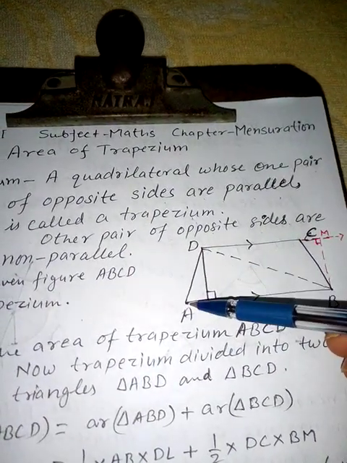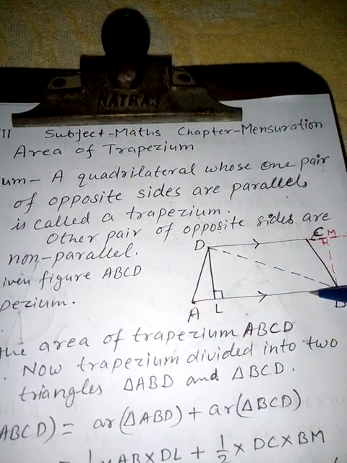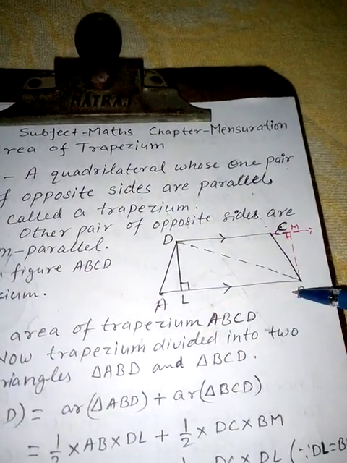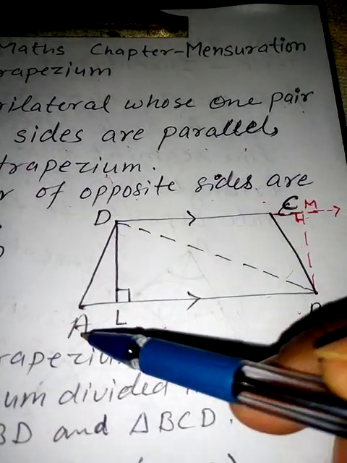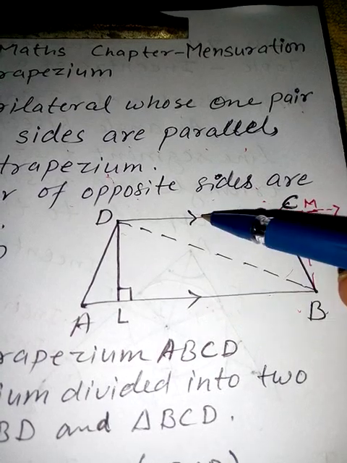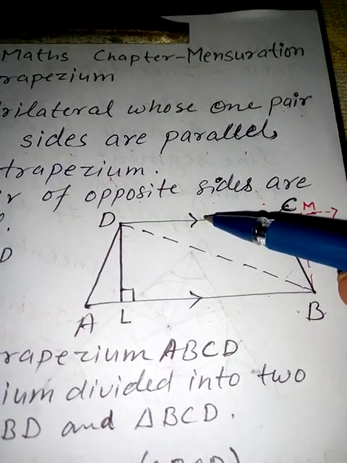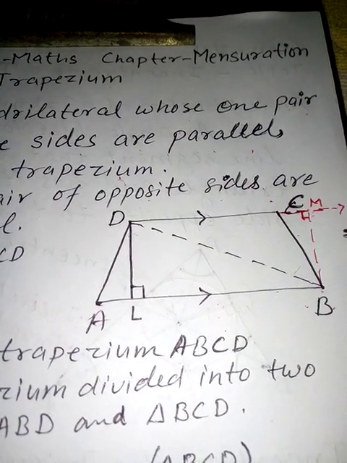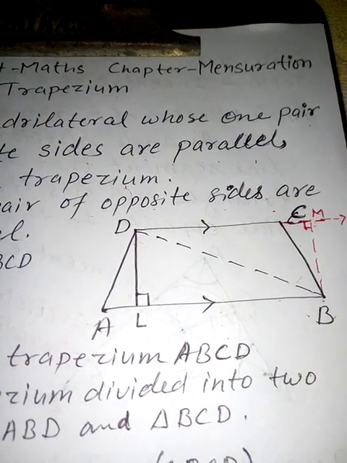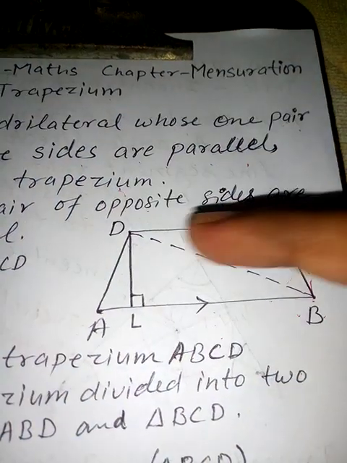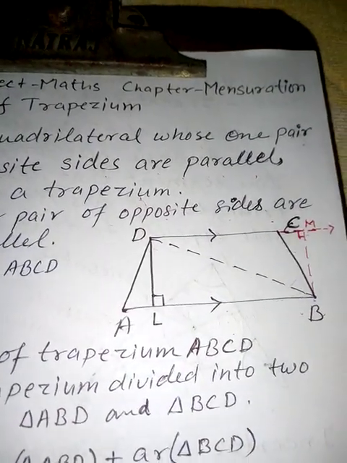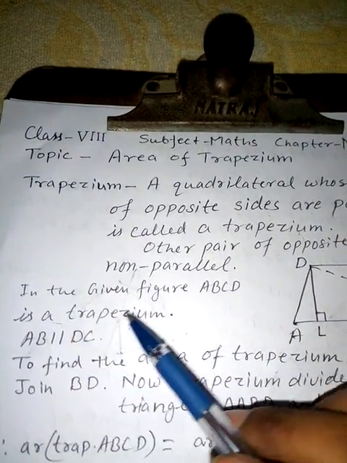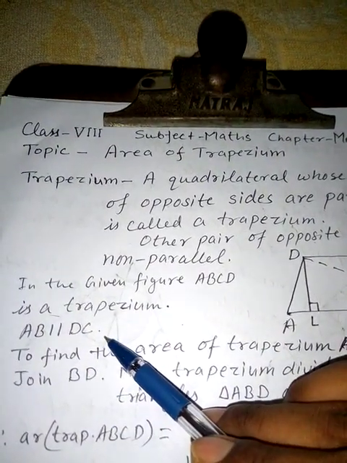You can see a figure here, A, B, C, D. It is a quadrilateral in which sides AB and DC are parallel to each other, and you can see the other pair of opposite sides, AD and BC, are not parallel to each other. It means they are non-parallel sides. So ABCD is a trapezium. In the given figure, ABCD is a trapezium. Here AB is parallel to DC.